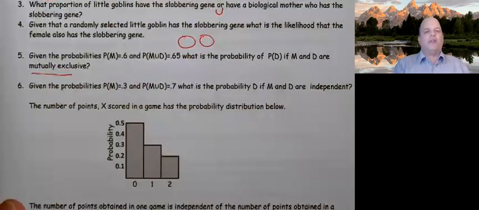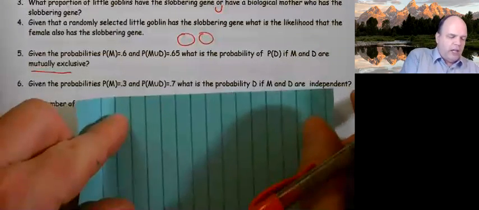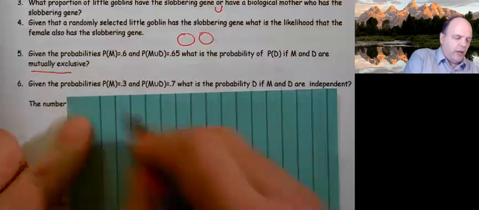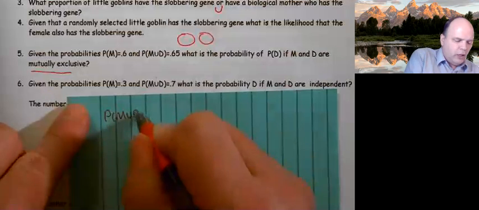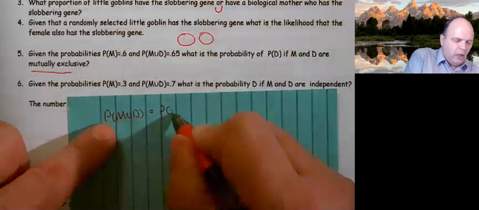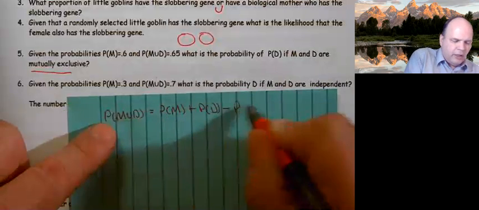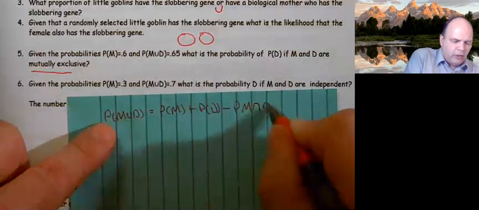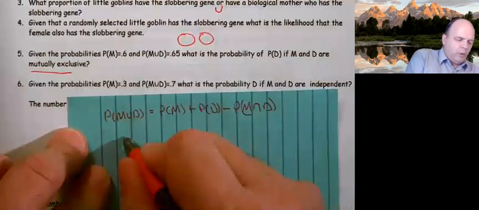Moving on to number 6. Given the probabilities M equals 0.3, M union D is 0.7, what's the probability of D if M and D are independent? Well, once again, as soon as I see this union sign, I think the general addition rule. So the probability of M union D equals the probability of M plus the probability of D minus the probability of M intersect D. All right, so this is my union is 0.7.